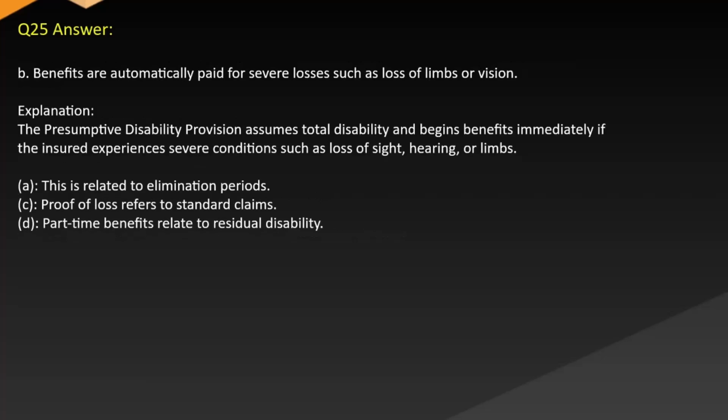Answer: B. Benefits are automatically paid for severe losses such as loss of limbs or vision. Explanation: the presumptive disability provision assumes total disability and begins benefits immediately if the insured experiences severe conditions such as loss of sight, hearing, or limbs. A. This is related to elimination periods. C. Proof of loss refers to standard claims. D. Part-time benefits relate to residual disability.